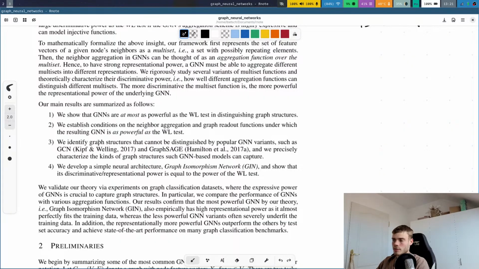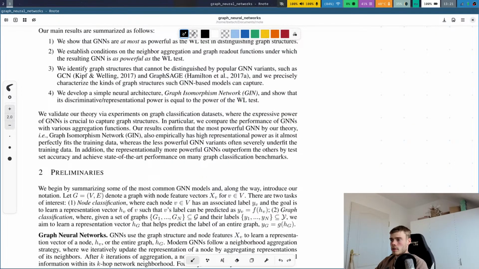Three, we identify graph structures that cannot be distinguished by popular GNN variants, such as the GCN and GraphSAGE, and we precisely characterize the kinds of graph structures such GNN-based models can capture. Four, we develop a simple neural architecture, the graph isomorphism network, GIN, and show that its discriminative representational power is equal to the power of the WL test.